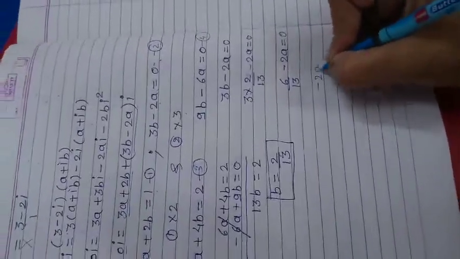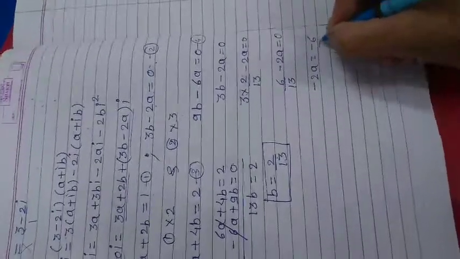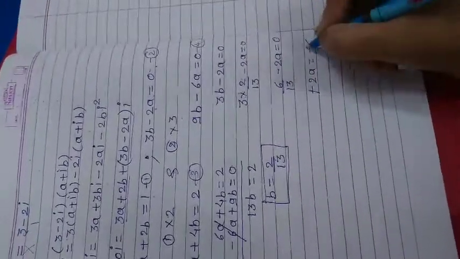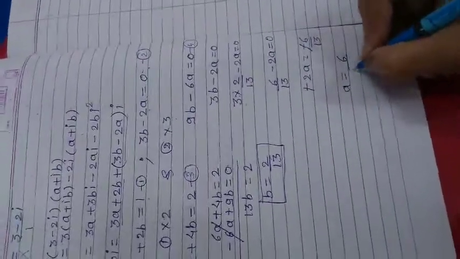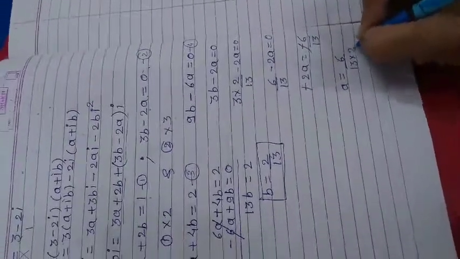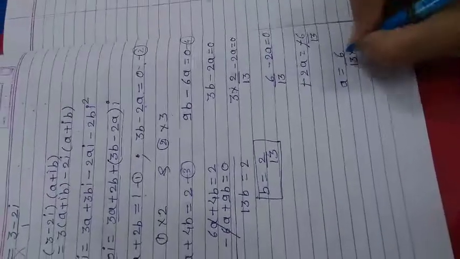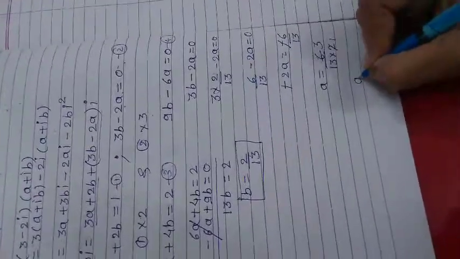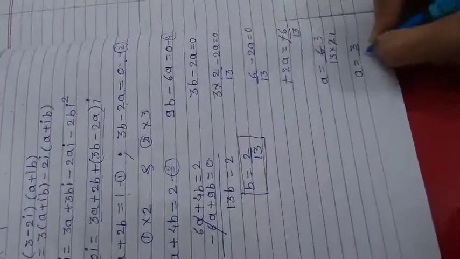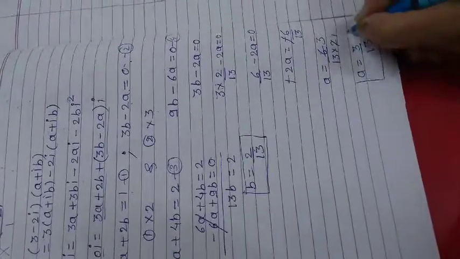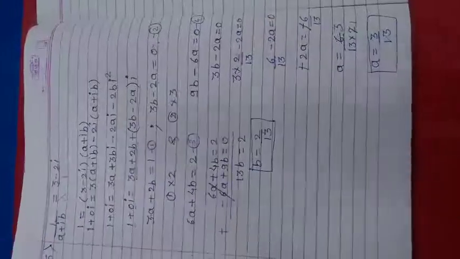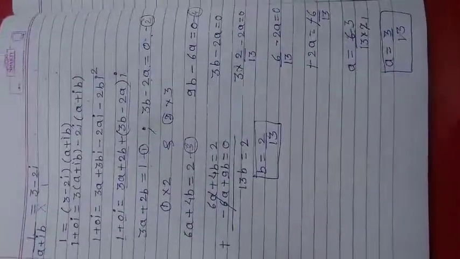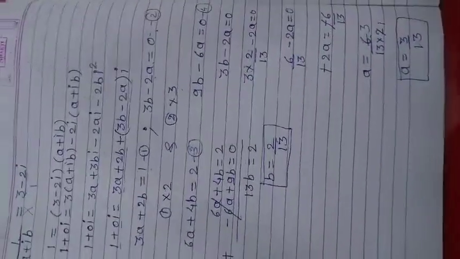So minus 2a is equal to minus 6 by 13. So minus minus cancel. a is equal to 6 by 13 into 2. So 2 1s are 2, 2 3s are 6. So a is equal to 3 by 13. In this way we have to find value of a and b. In the next video lecture we will see the remaining examples.